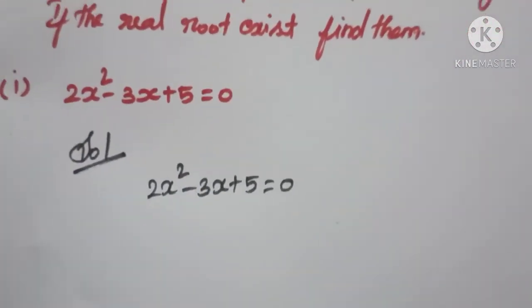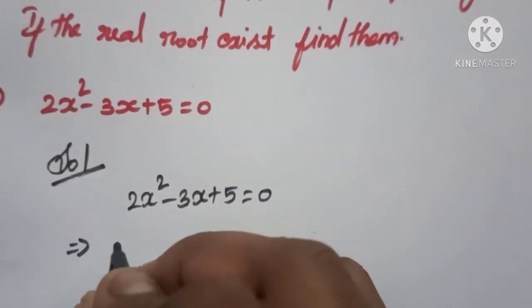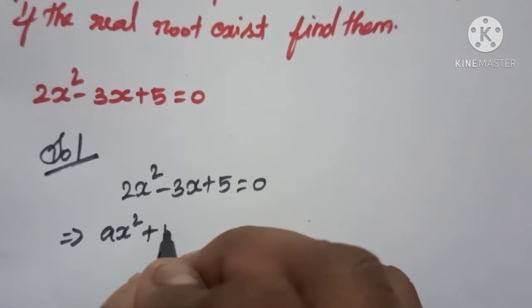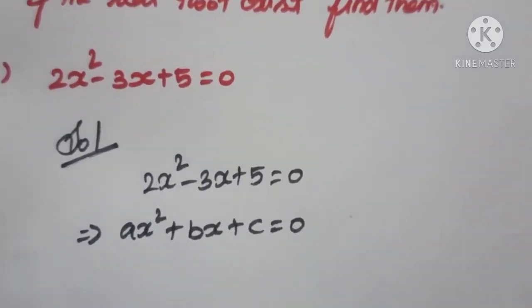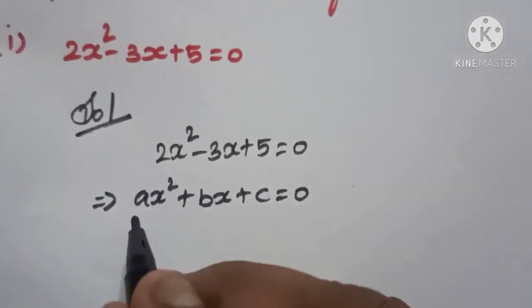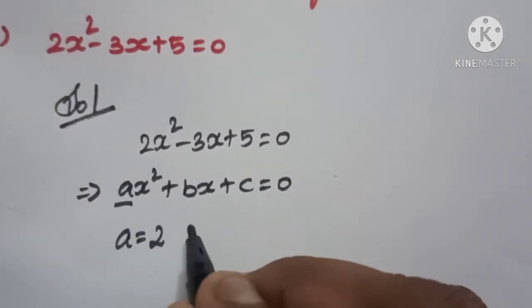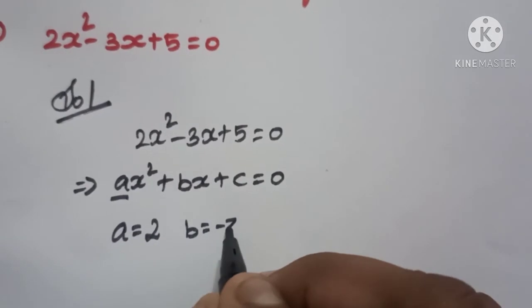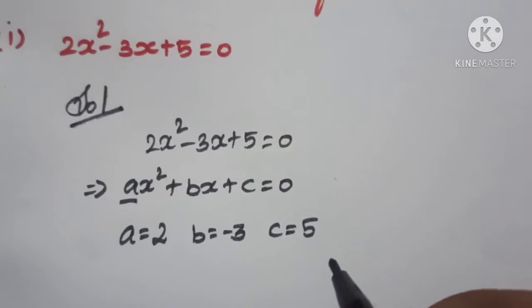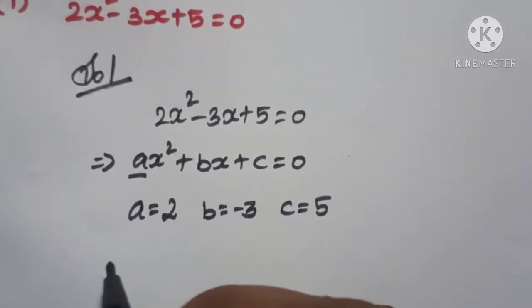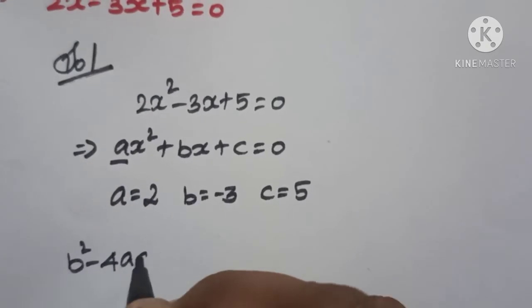Now you can observe, you already know the basic form of a quadratic equation, which implies that ax square plus bx plus c is equal to 0. Here we need to compare. So the value of a is 2, b is equal to minus 3 and c is equal to 5. So you know that the discriminant is b square minus 4ac.